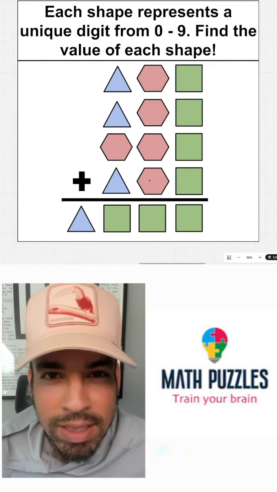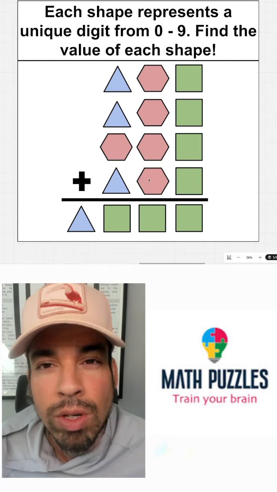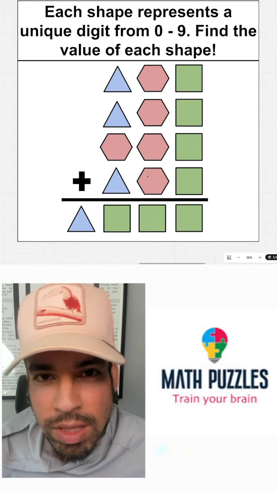Hit that pause button and see if you can figure it out. When you're ready, hit play and I'll give you the explanation.